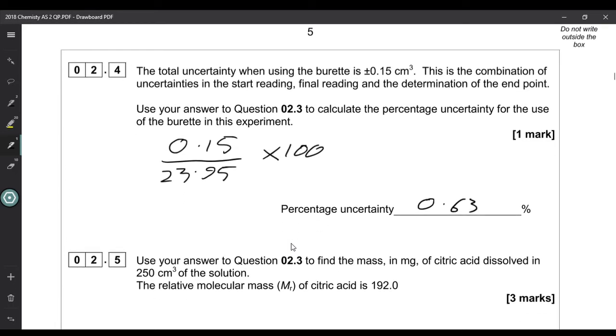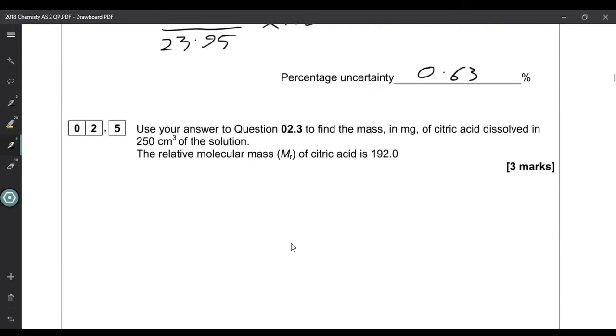So next we've got a calculation. It says use your answer in part 2.3 to find the mass in milligrams of the citric acid dissolved in the 250 cubic centimeters of the solution, and we're given the molecular mass of citric acid. So remember, it's the mass of the citric acid in our original 250 solution.